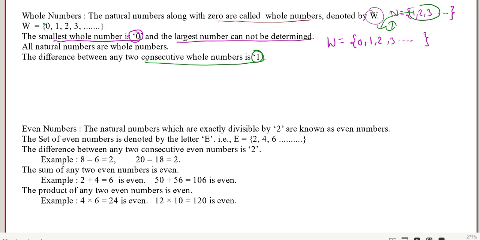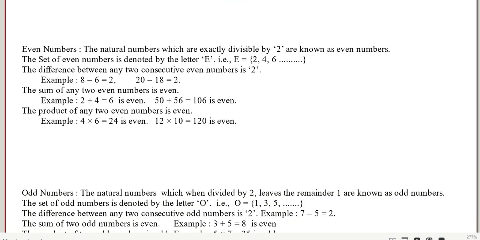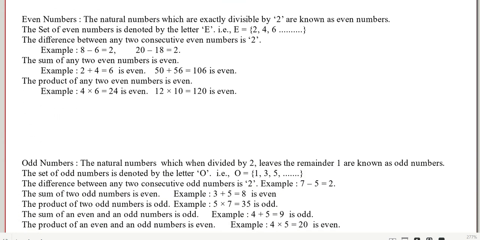And let us see one more important concept, that is even numbers. Even numbers mean what? The natural numbers which are exactly divisible by 2 are known as even numbers. The collection of even numbers is represented by capital E. Even numbers are also known as multiples of 2.